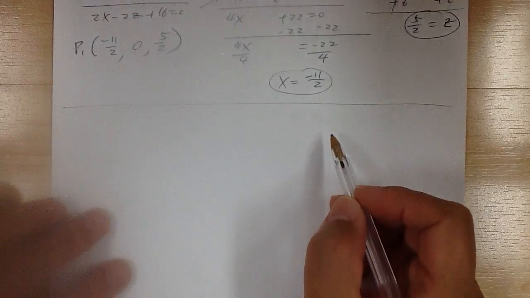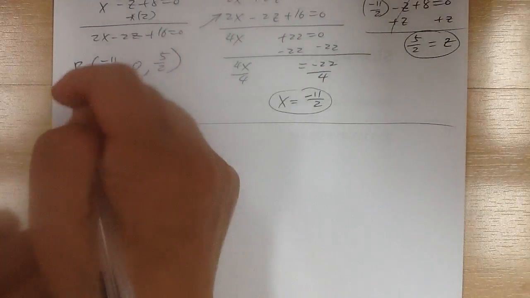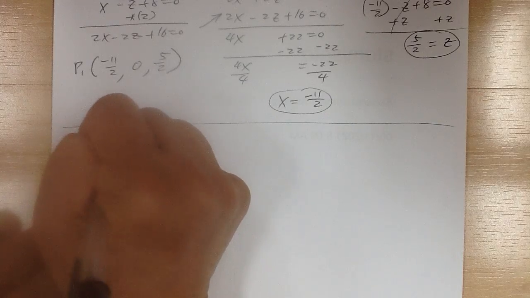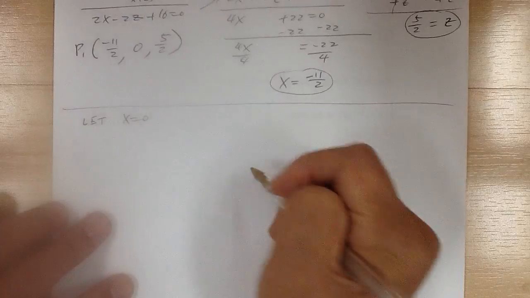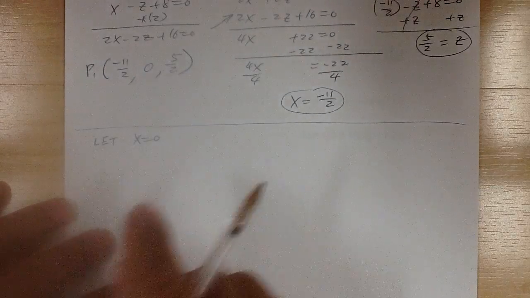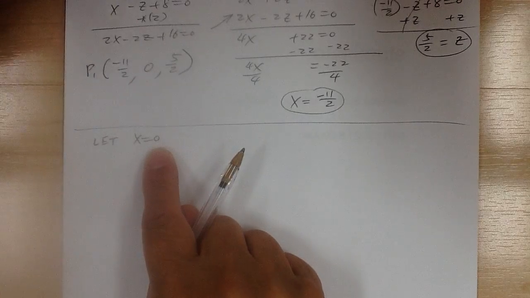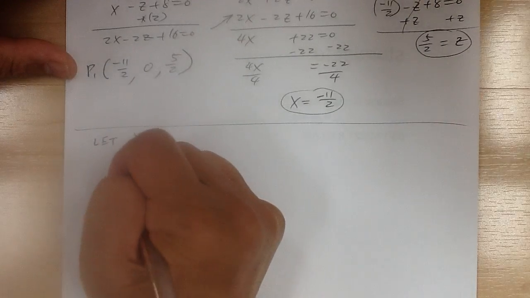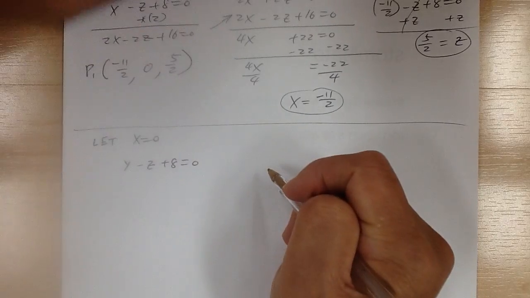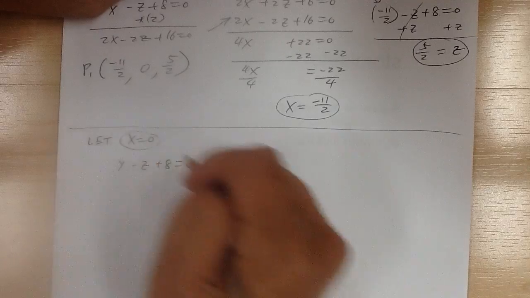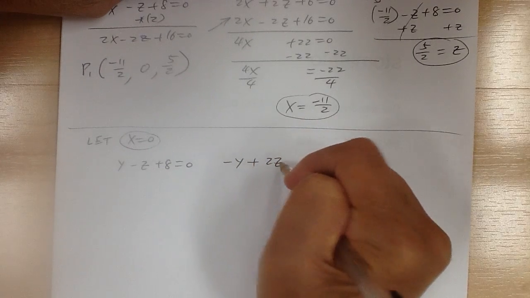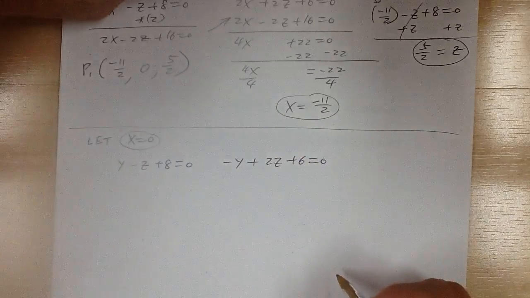Then I'm going to go to the next point. I'm going to look for another point. So this time I'm going to let x equal to 0. It doesn't matter if you let x equal to 0 first. So let x equal to 0, so this is gone, and the equation I get would be y minus z plus 8 equal to 0. From the second equation, with x equal to 0, I get negative y plus 2z plus 6 equal to 0.